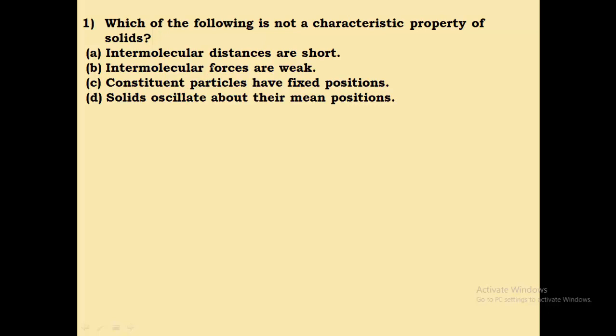So these are all the characteristic properties of solids. Among these four options, option B says intermolecular forces are weak. But as you know, the particles in solids have strong intermolecular forces and hence they have definite mass, volume and shape. So the statement in option B is the wrong statement. Among these four, option B shows what is not a characteristic of solids. Okay, so option B is the right one.